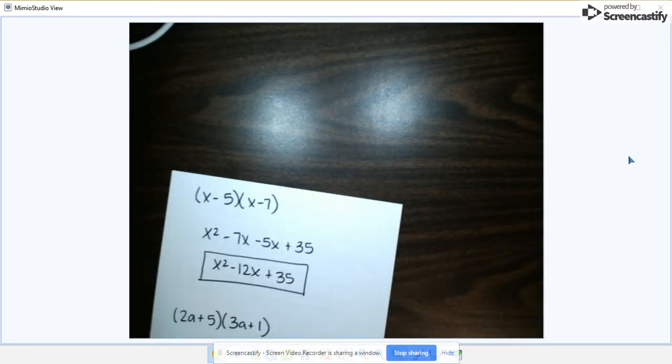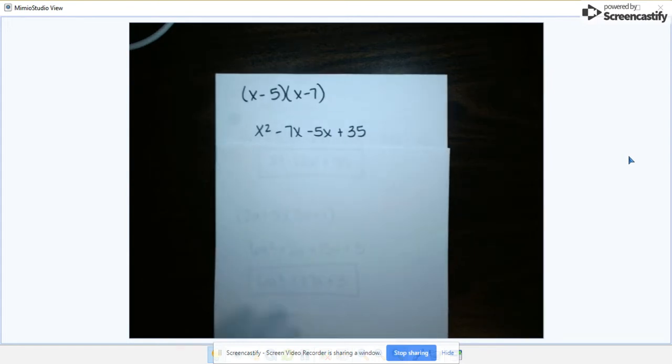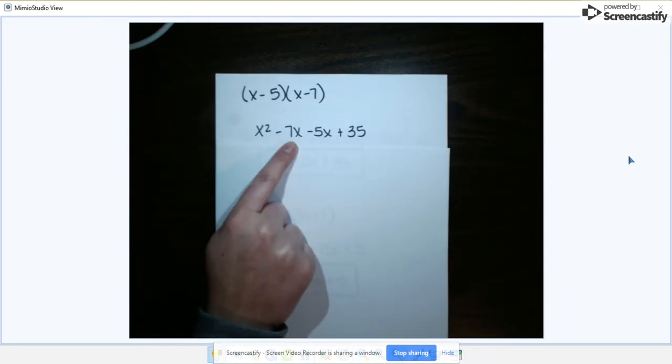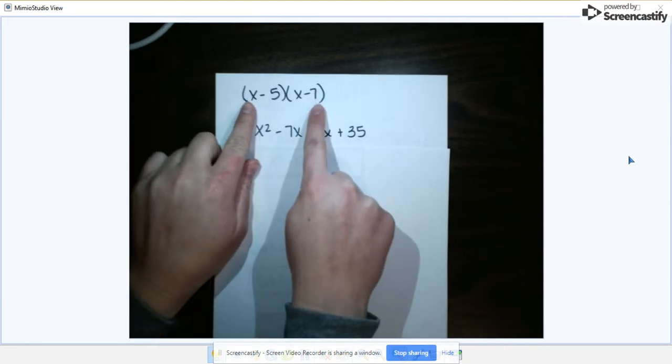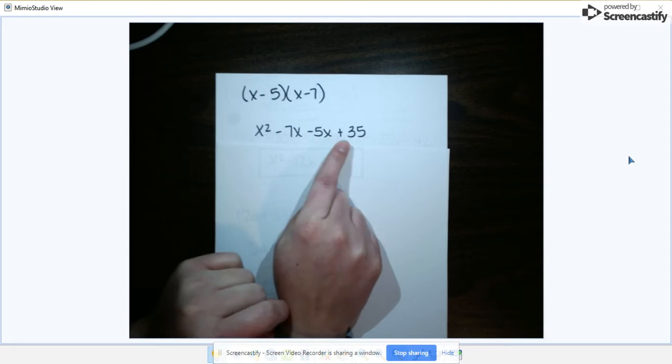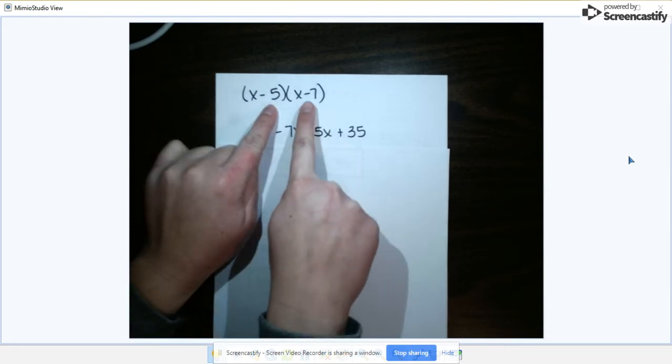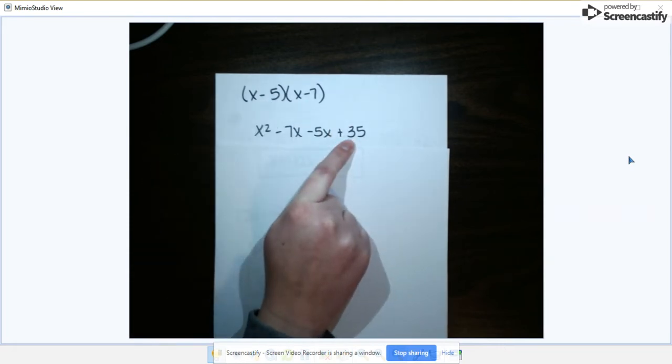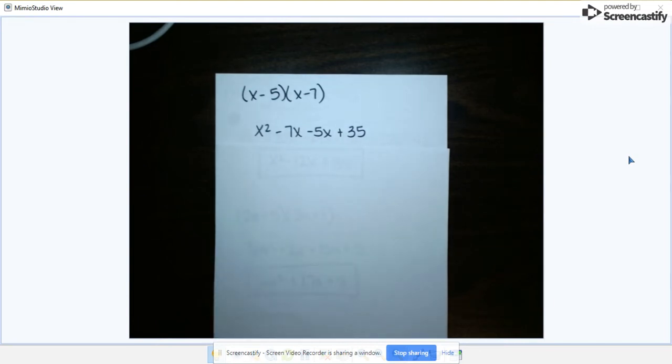So here we're just going to look at a few more examples. So my firsts, when I multiply first, I get x squared. Outsides are minus 7x. Insides are minus 5x. And then my last, make sure you pay attention to your signs. A negative 5 times a negative 7 is a positive 35. Combine that negative 7x and the minus 5x, and you get negative 12x in the middle.